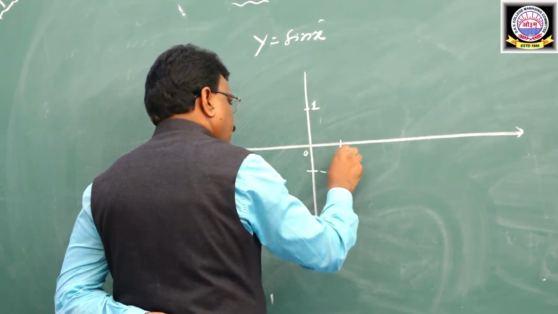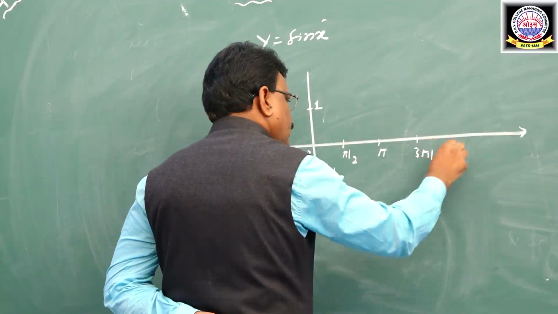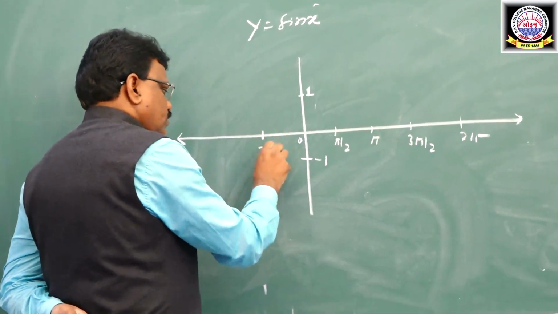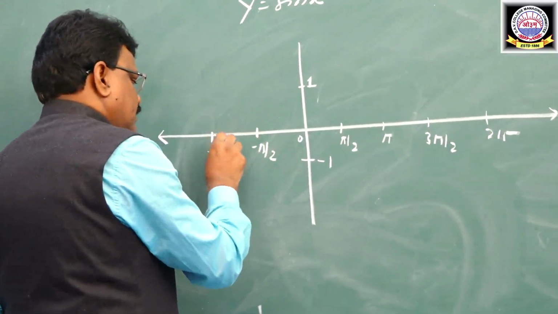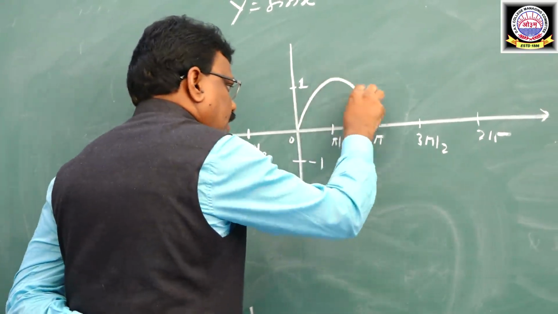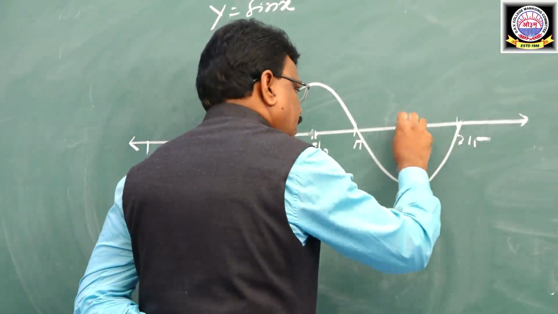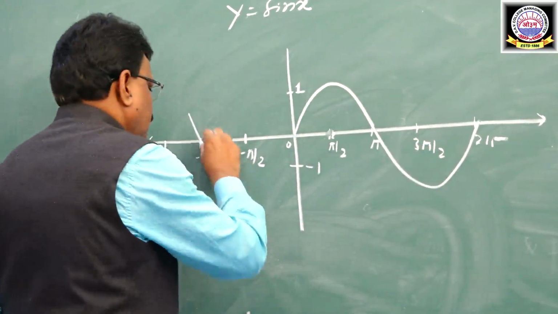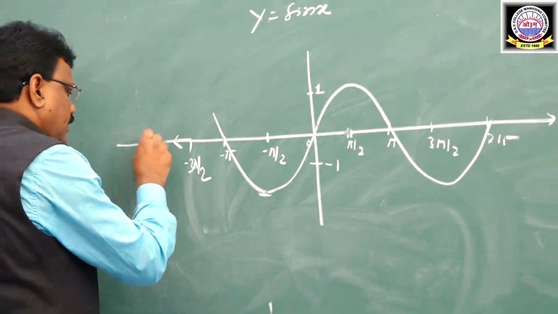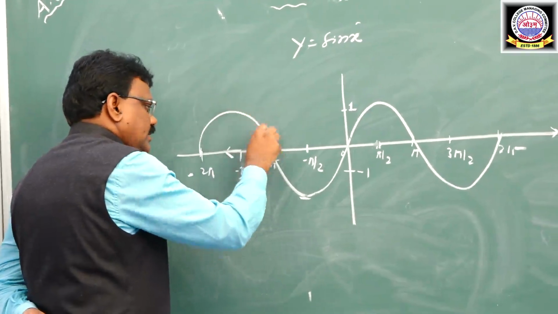The points are 0, pi by 2, pi, 3 pi by 2, 2 pi, and on the other side minus pi by 2, minus pi, minus 3 pi by 2. So the maximum value is attained at pi by 2, the minimum value is attained at 3 pi by 2, and again the maximum value is attained at 2 pi plus pi by 2.